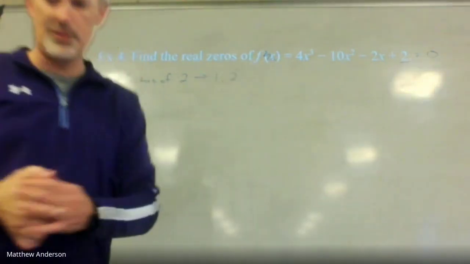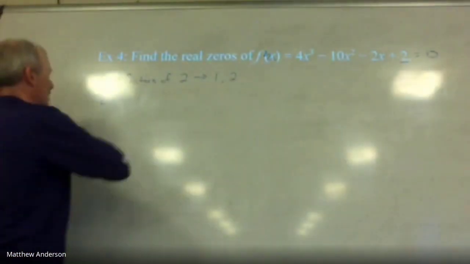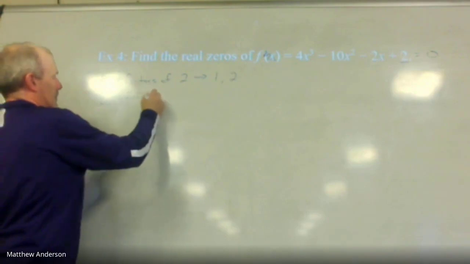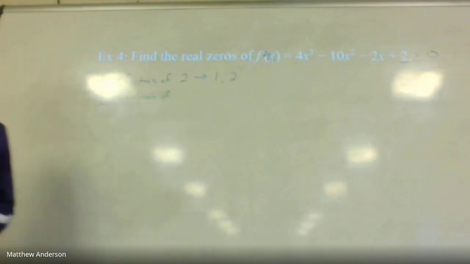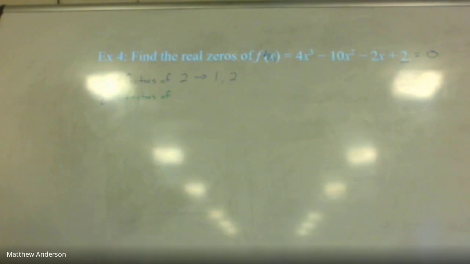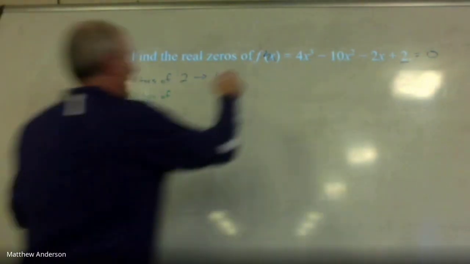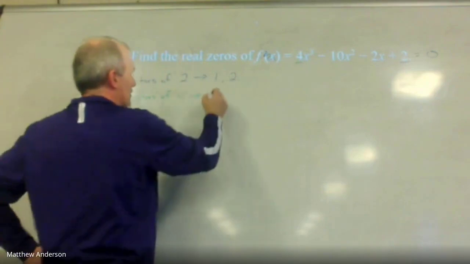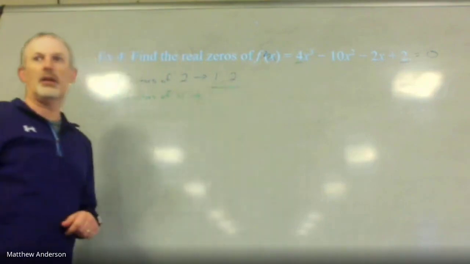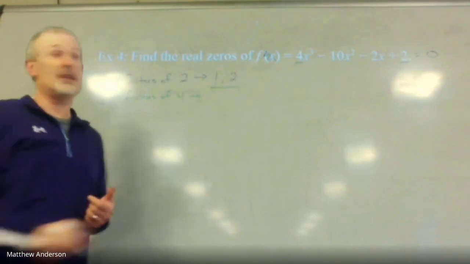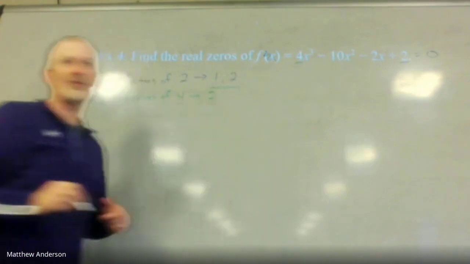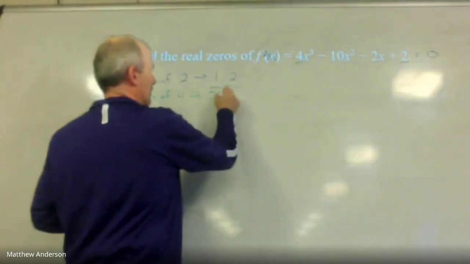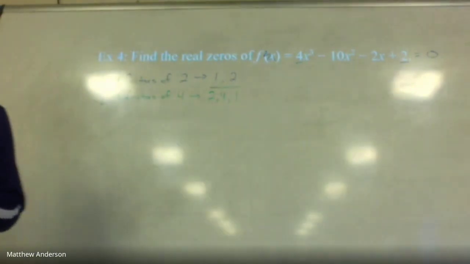Okay, let's switch colors. And we're going to do factors of what on the bottom? The 4, the first number. So they come from right here. The leading coefficient, it's called. So what are the factors of 4? 2 goes in there. What else divides into 4 evenly? 4 and 1. Right? Does that make sense? Each of those goes into 4 evenly.